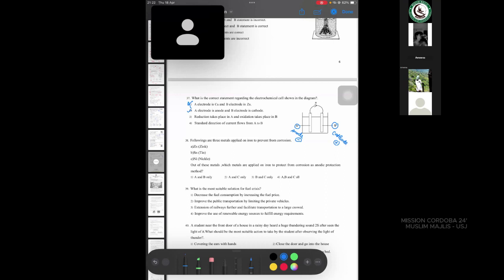You can always remember like this, N-ox. Oxidation takes place at the anode, N-ox, and reduction will take place at the cathode, red carpet. N-ox and red carpet, okay? So reduction will take place in B, oxidation will take place in A.